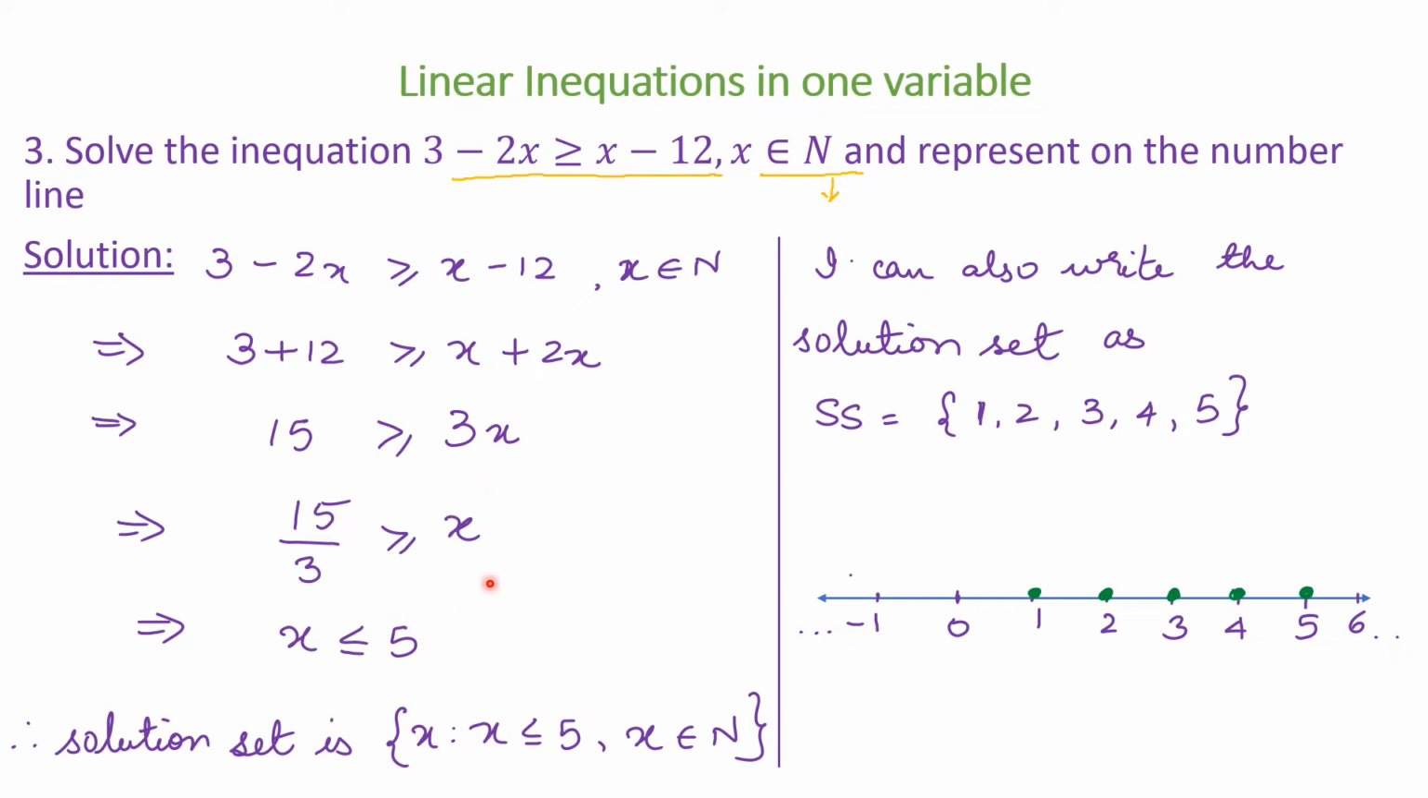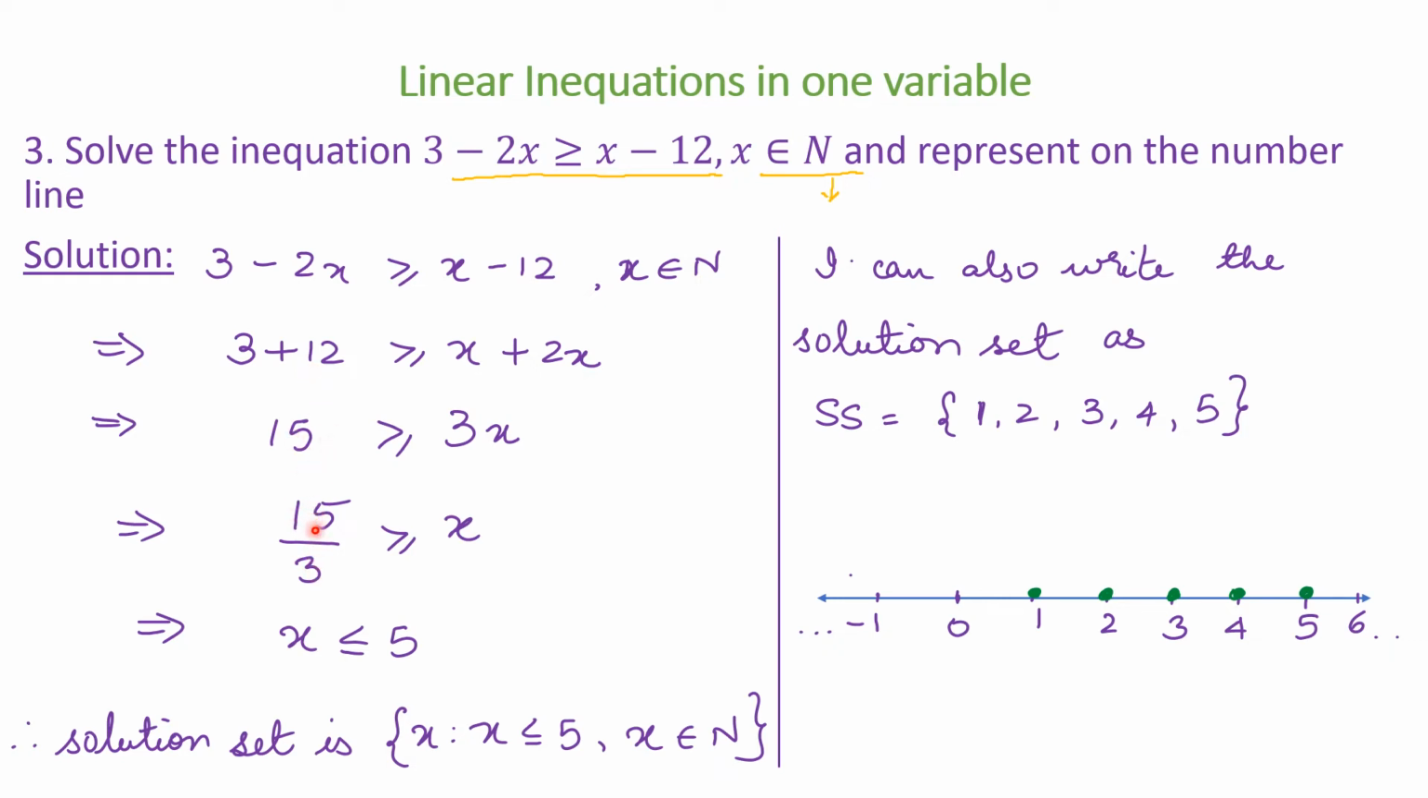Till here, all that you have done is simply your class 9 work. You are taking the term from one side of the inequality to the other side. When you are shifting the term from one side of the inequality to the other, the sign of that particular term, only of that term, changes. That means your minus 2x becomes 2x and minus 12 becomes plus 12.